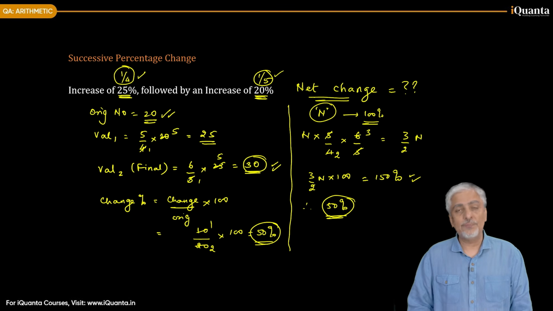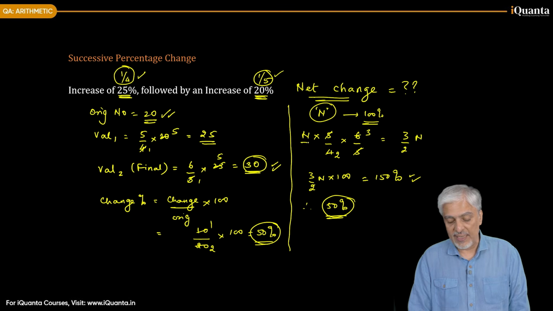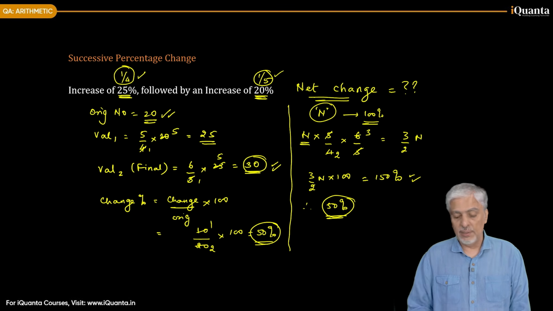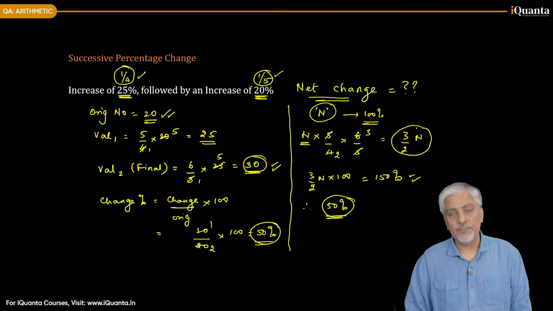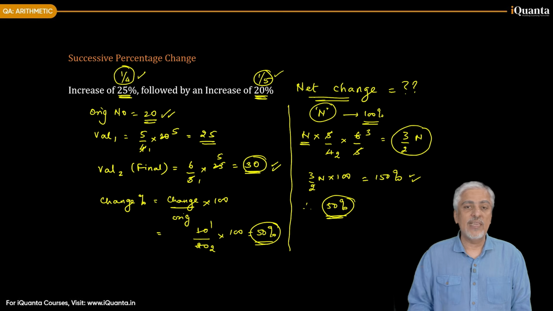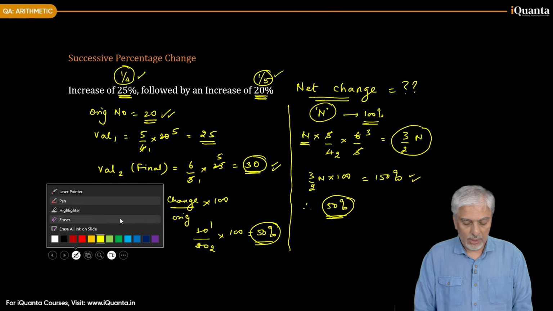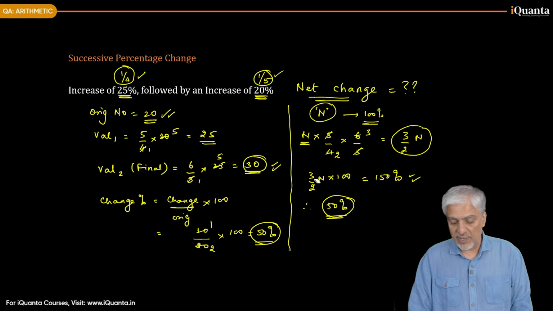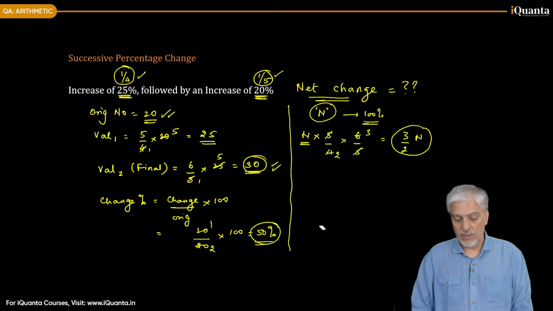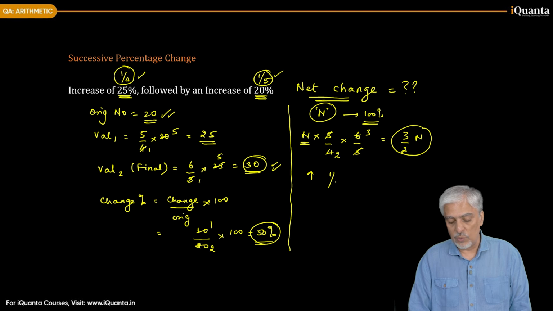Let's go through this one more time. Here what I've done is basically I've taken n as the original value. Because there's an increase of 1 by 4, I made it 5 by 4. And then there's an increase of 1 by 5. I made it 6 by 5. Solve that to get 3 by 2 n. 3 by 2 n in terms of percentage. Or for people who don't want to do this step, there's one more approach you could have done over here. If I don't want to do this, when something becomes 3 by 2 of itself, the increase is 1 by 2.